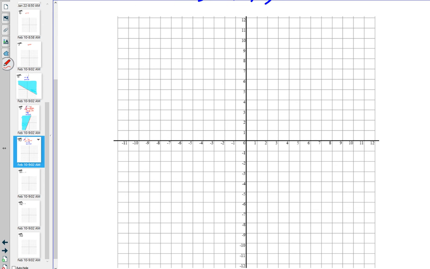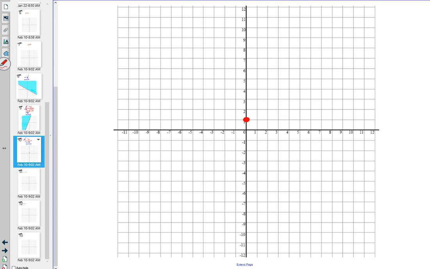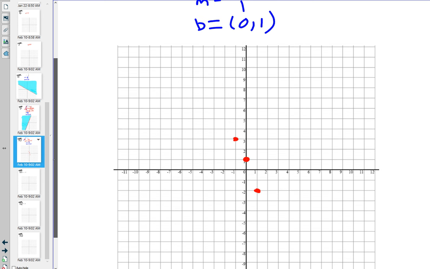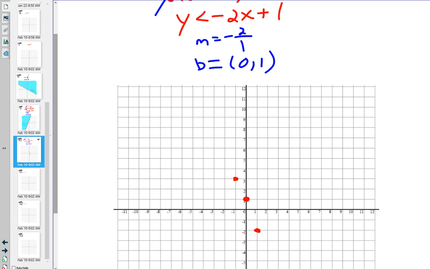So I'll start off at 0, 1. Negative slopes take me up left and down right, so I can go up 2 left 1 or down 2 right 1. Jonathan, what type of boundary? Good, yeah, it is going to be a broken boundary.